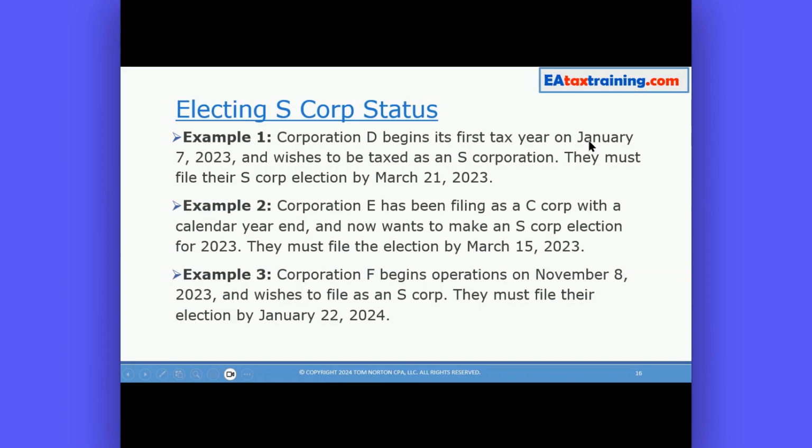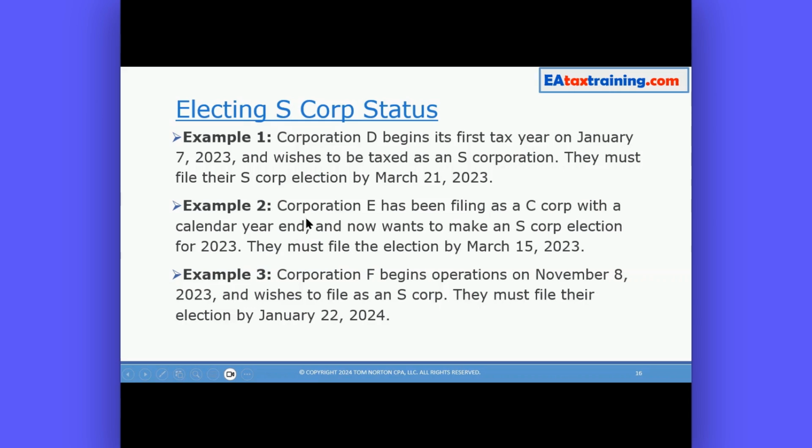Corporation D begins its first tax year on January 7th, 2023, and wants to be taxed as an S Corp. They must file their S Corp election by March 21st of 2023. So you start with January 7th. 2 months from then is March 7th. We look at the day before that. So we look at March 6th. Then we add 15 days. So that gets us to March 21st of 2023.